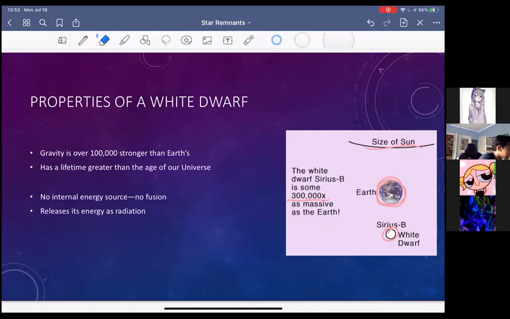So it's really crazy how much mass is inside a white dwarf. And as a result, the gravity is over 100,000 times stronger than the Earth's. So if you were to stand on a white dwarf, you would get instantly smushed. All your bones would completely break if you tried to stand on it, because its gravity is so much stronger than the Earth's.